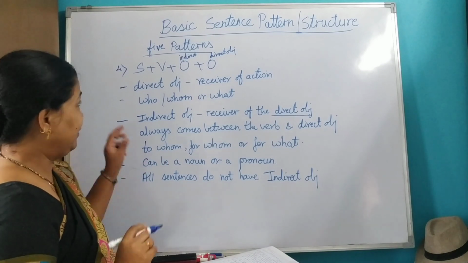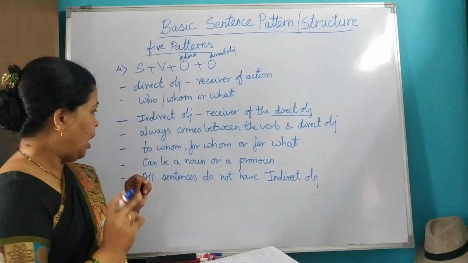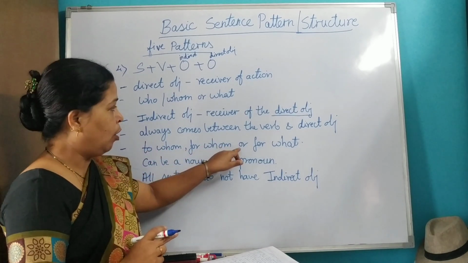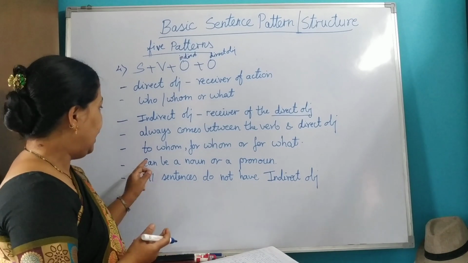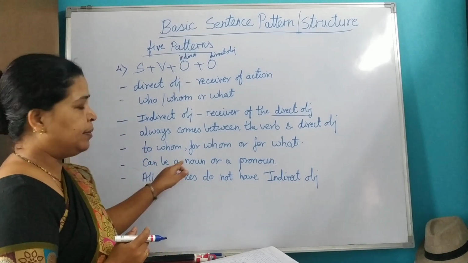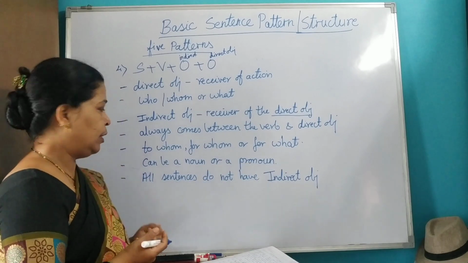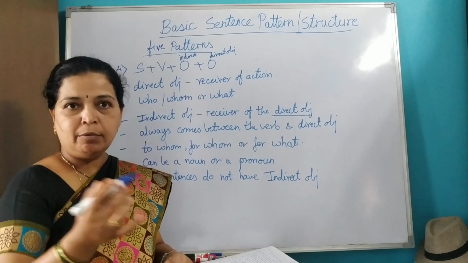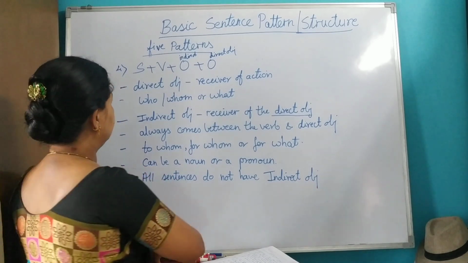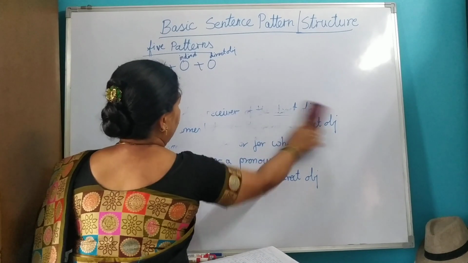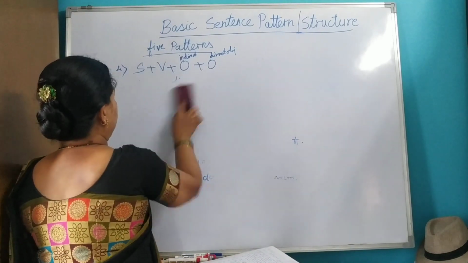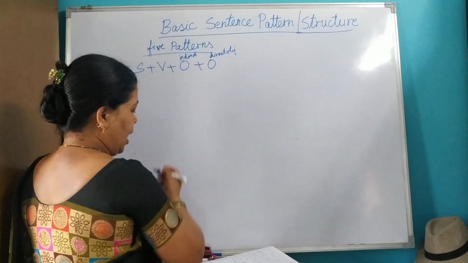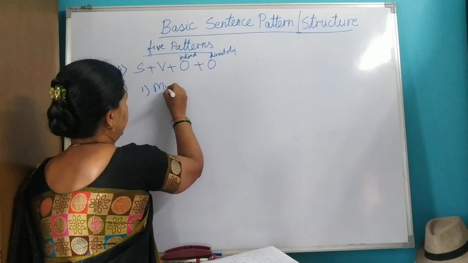Okay. Then indirect object answers the question to whom, for whom or for what. Okay. Then indirect object can be a noun or a pronoun. Okay. And all sentences do not have indirect object. Now let me give you some examples. First example, first sentence. I told my mother a story.